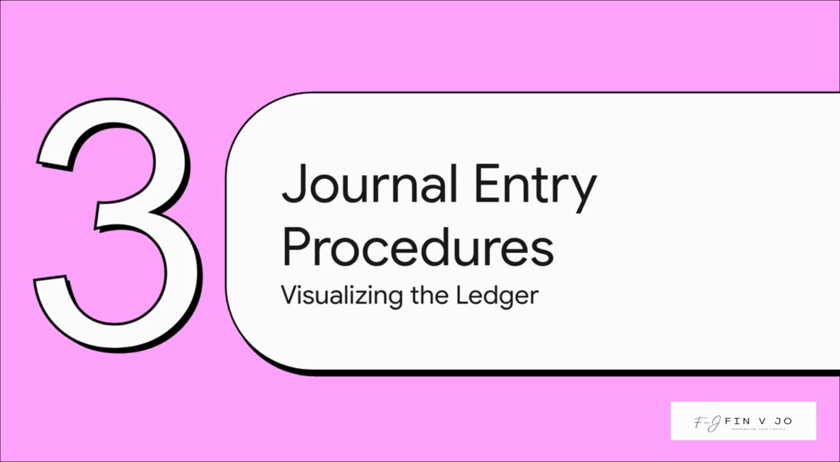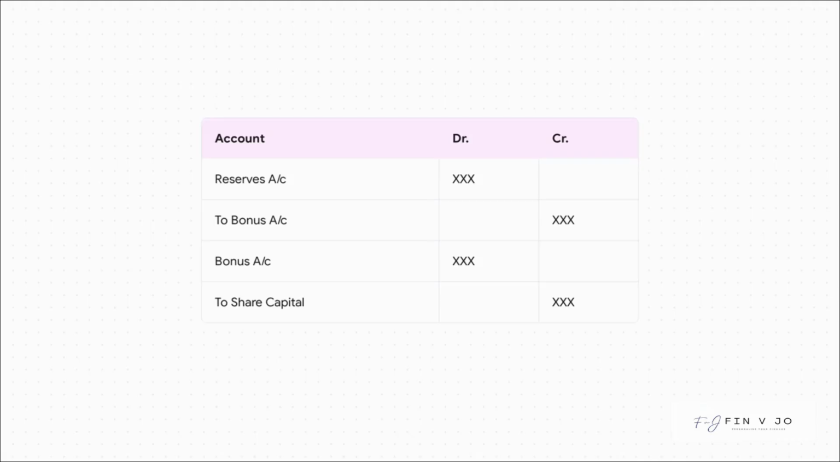Okay, Section 3, Standard Journal Entry Procedures. Let's visualize the ledger. So the actual accounting treatment is this beautifully elegant 2-step dance. Let's see how this builds. Step 1 is the sanctioning. We debit, meaning we decrease, our approved buckets.